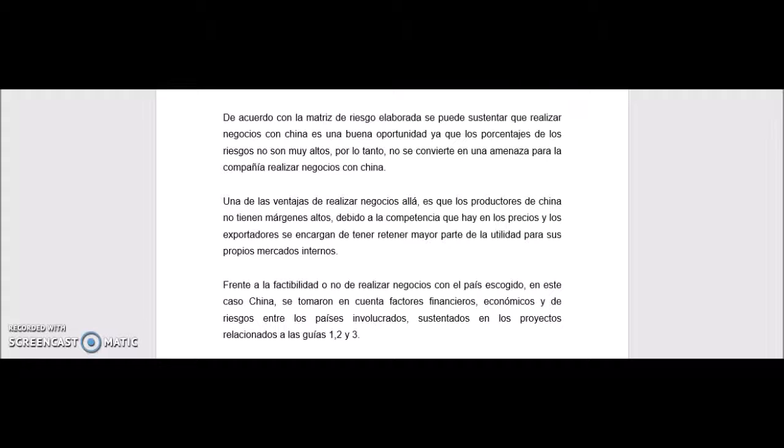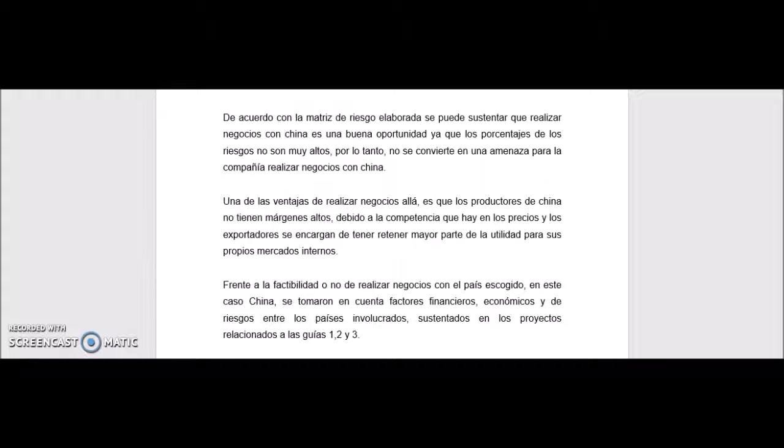And one of the big advantages of making business there is that the producers of China don't have high margins because of the competition between the prices, and the exporters are in charge of retaining the most part of the utility for themselves, for their own markets.